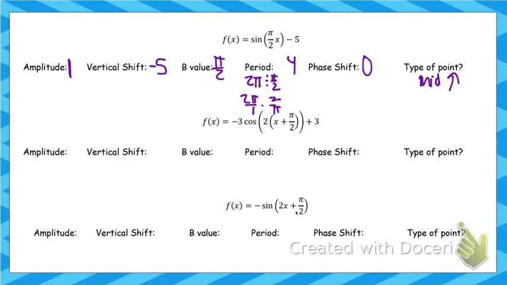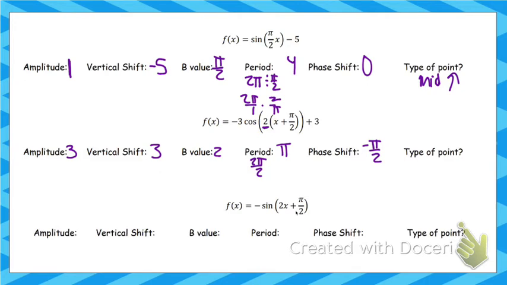All right, next one, cosine. Now, there is a negative out in front. Remember that negative doesn't really change the amplitude. The amplitude is still 3. The height from the middle to the top is still going to be 3. Vertical shift, how much are we going up? We're going up 3. B value is 2. Period is 2 pi divided by 2, so the period is pi. Phase shift is negative pi over 2.